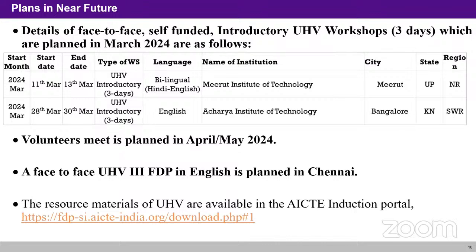Along with this, as each one of us is part of the UHV family as a volunteer, a volunteers meet is being planned in the months of April and May 2024 region-wise. Along with this, we also have a face-to-face UHV3 FDP in English planned in Chennai. This FDP is for the RCs and for the faculty who have already completed UHV2 or those who are teaching UHV2 in their institutes, for their benefit and self-exploration. The resource materials of UHV are available in the AICTE induction portal.